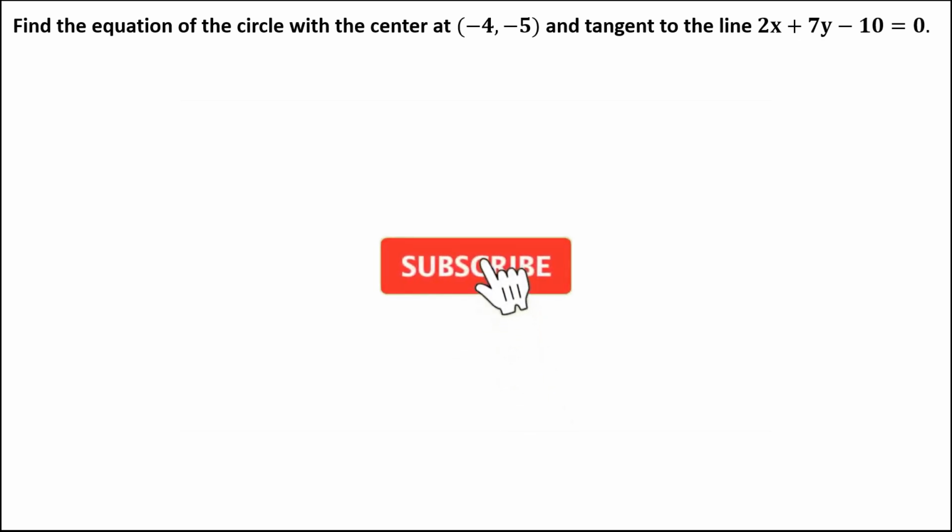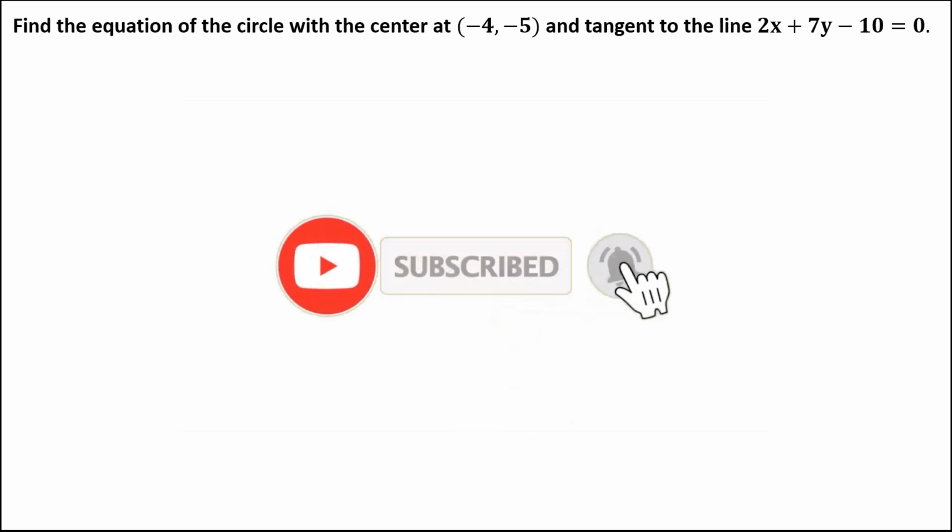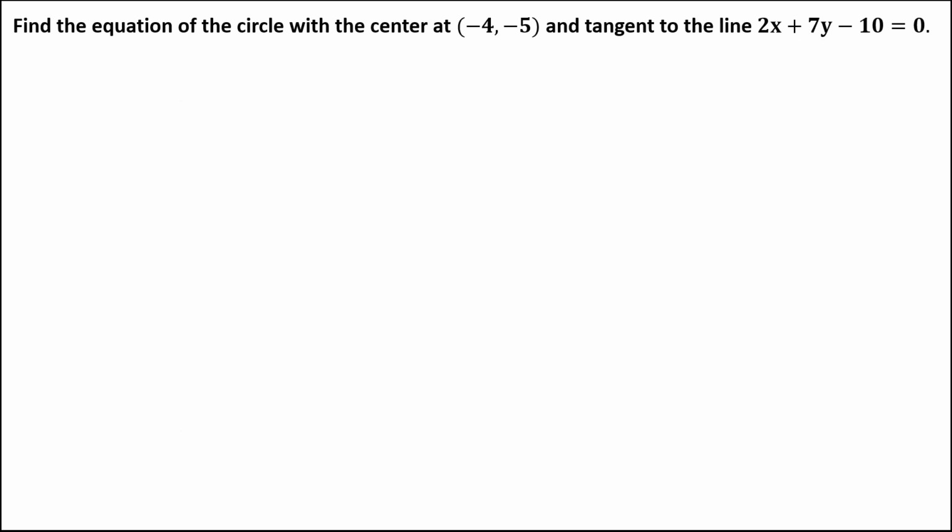So let's solve this problem. Find the equation of the circle with center at (-4, -5) and tangent to the line 2x + 7y - 10 = 0. So first, we need to graph this given.